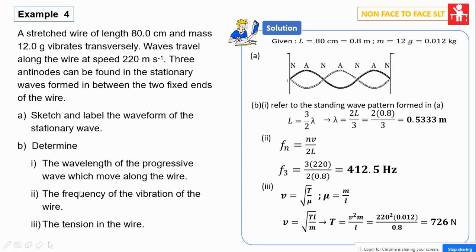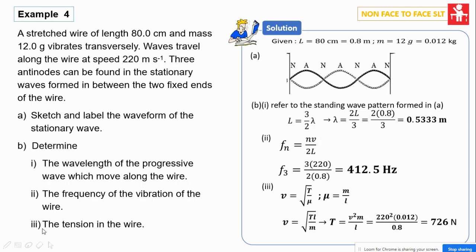For question number C, the frequency of the vibration of the wire. So we know that this is f3, so we have harmonic number n equal to 3. So f3 equals 3v/2L. So after we substitute the value of v and L, we will get f3 equal to 412.5 Hz.